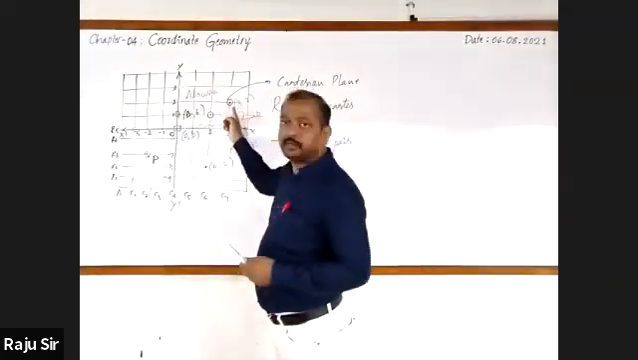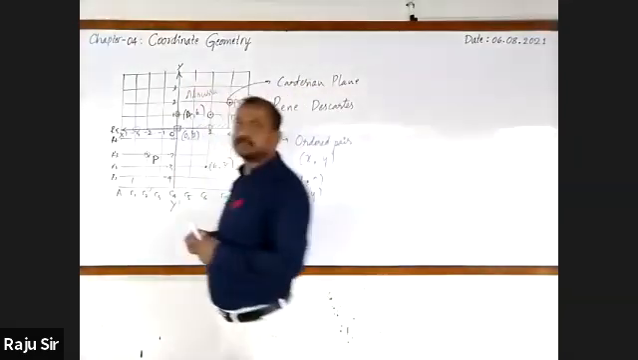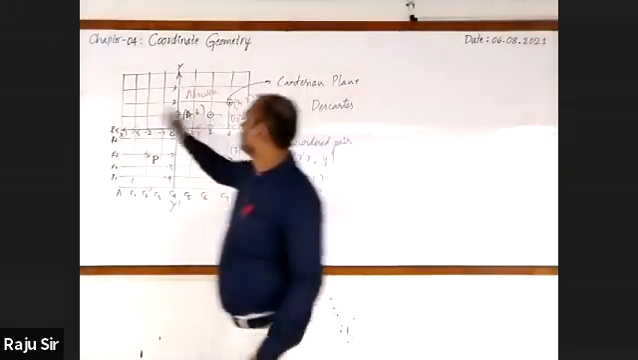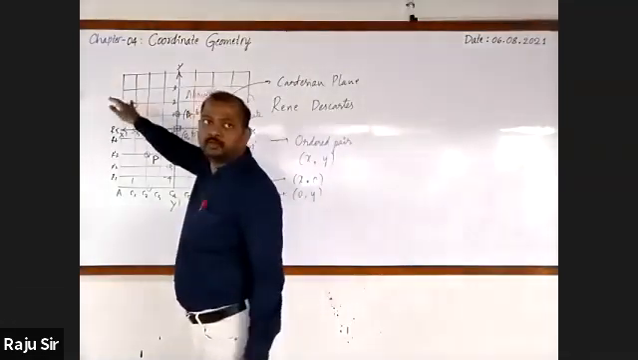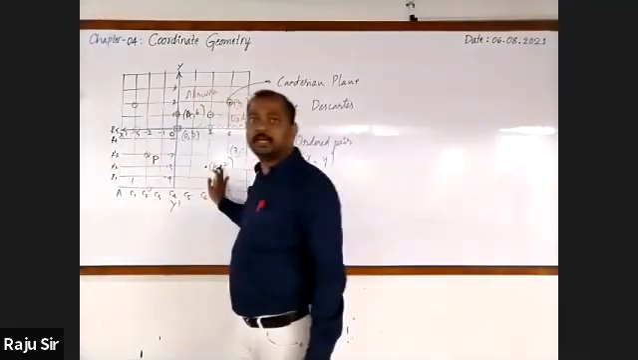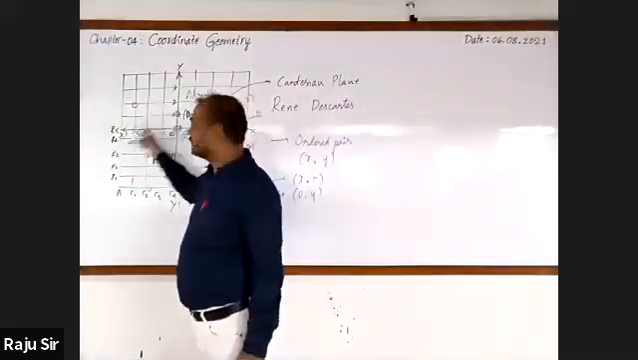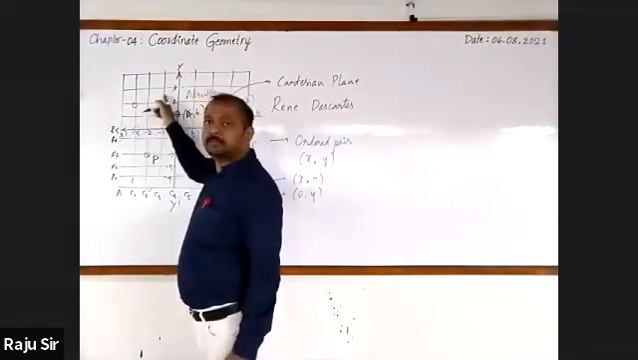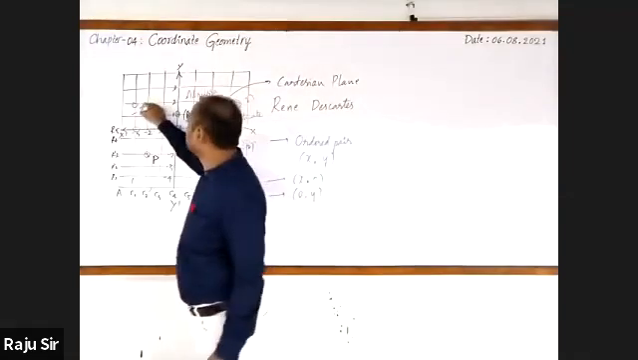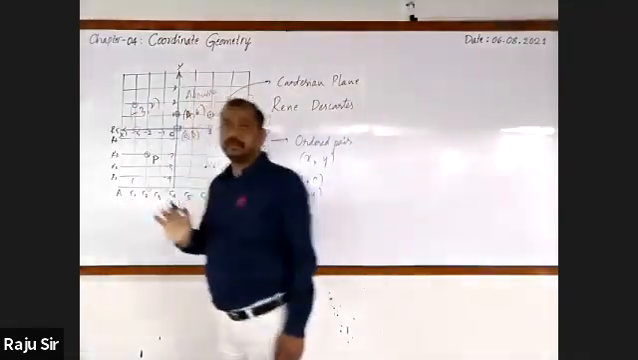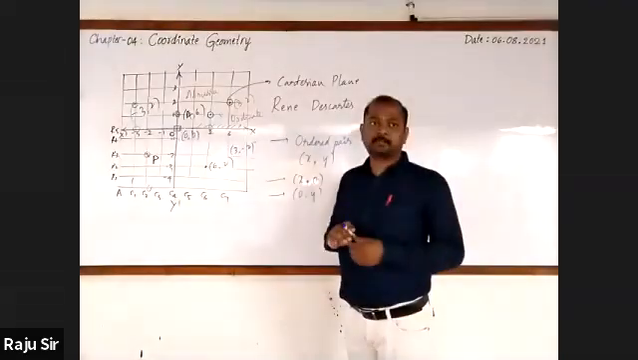What is the mirror image of 3, 2 with respect to the y-axis? Minus 3 comma 2. Very simple. The number remains the same, only the sign changes. In the second quadrant the signs are minus, plus, so it will be minus 3, plus 2. Got it? So this is the basic information with respect to this chapter.